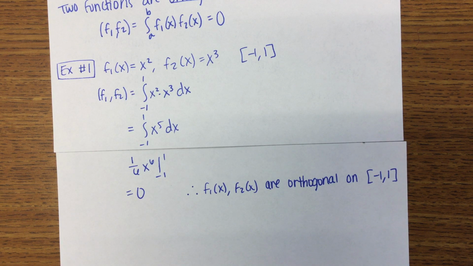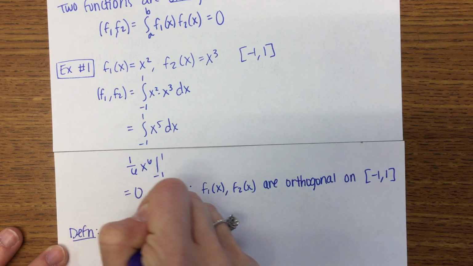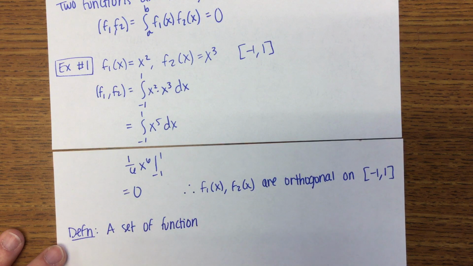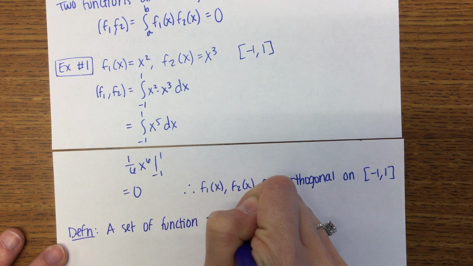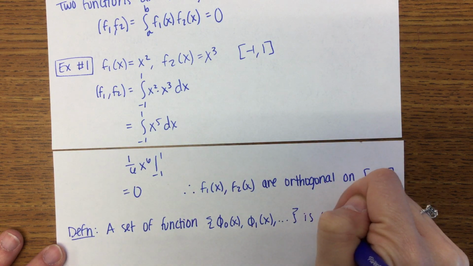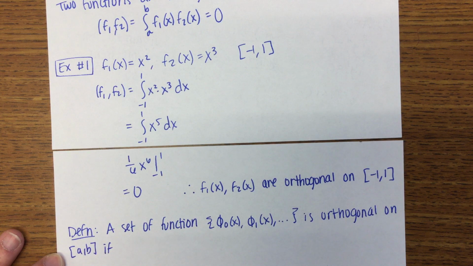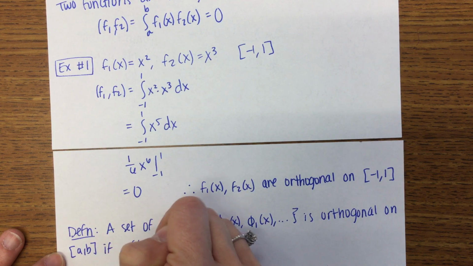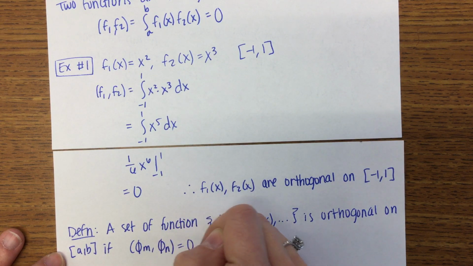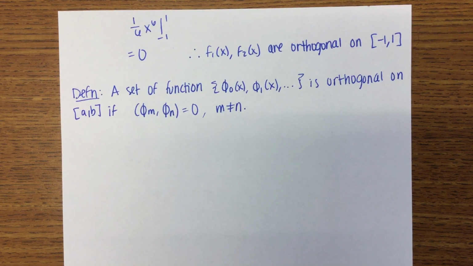Okay, often we are not interested in two functions that are orthogonal. We are interested in a set of functions that are orthogonal. That's what we're going to do for the rest of chapter 11. So we say that this set of functions is orthogonal on a, b if you find the inner product of any two of them and you get 0. So if I take the inner product of any two functions and I get 0, then we say that the set is orthogonal.